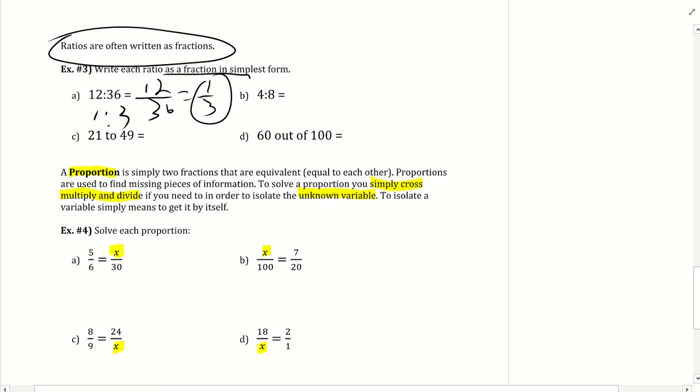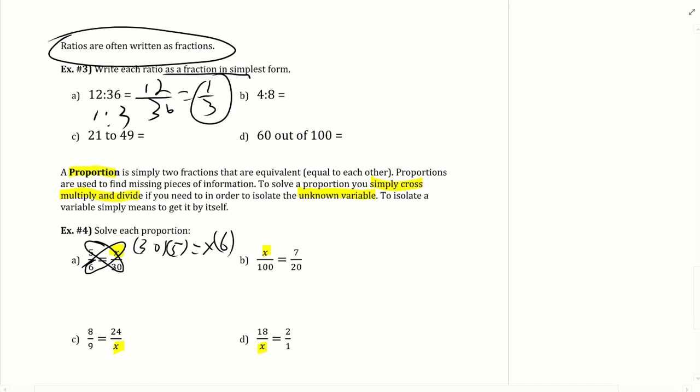To isolate a variable simply means to get it by itself. So we want to find out what x is. If you looked at before, we figured out how to do equivalent fractions. There's a couple of ways to do this. The way we showed you is that you would cross multiply. That's what cross multiply means. We'd go across, so you'd have 30 times 5 on one side and x times 6 on the other side.